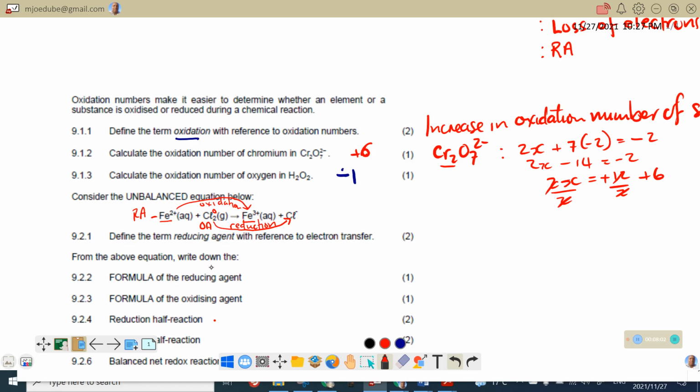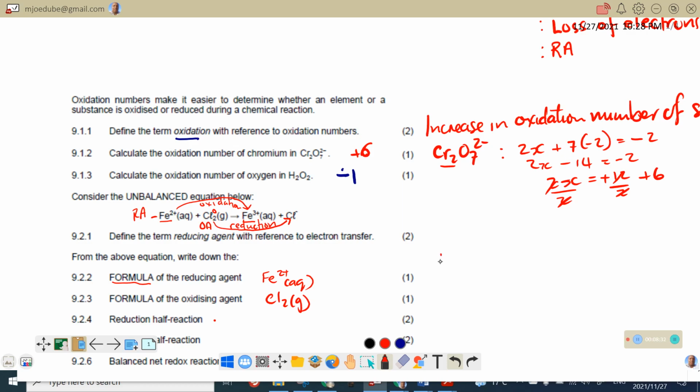From the above equation, write down the formula. They want the formula of the reducing agent. So when they ask you for the formula, they're not asking you for the name, they're asking you for the formula as is given in the equation. So the reducing agent is given as Fe2+. And then the formula for the oxidizing agent is your chlorine, which is a gas.